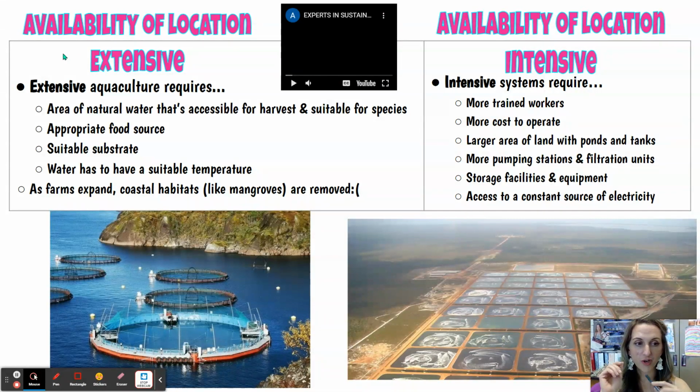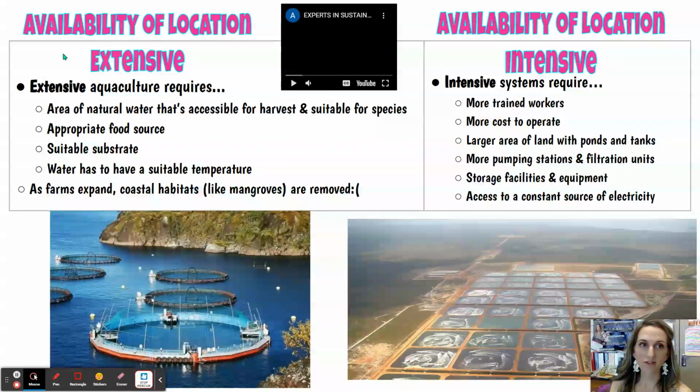So availability of location for extensive aquaculture, you need natural water. It's accessible for harvest and suitable for the species you're trying to grow. It has an appropriate food source coming in with currents and tides. It has a suitable substrate if necessary. Some of them have to attach themselves. The water has to be a suitable temperature for growth. And as farms expand, coastal habitats like your mangroves could get destroyed.